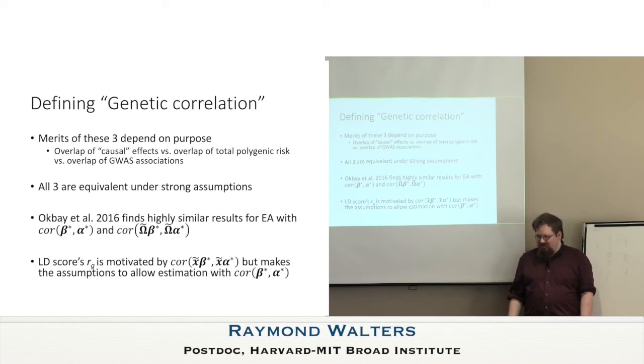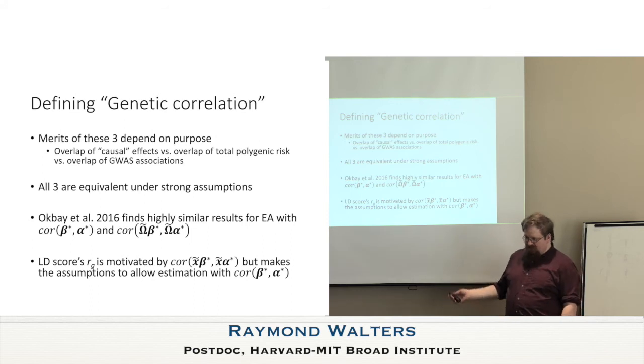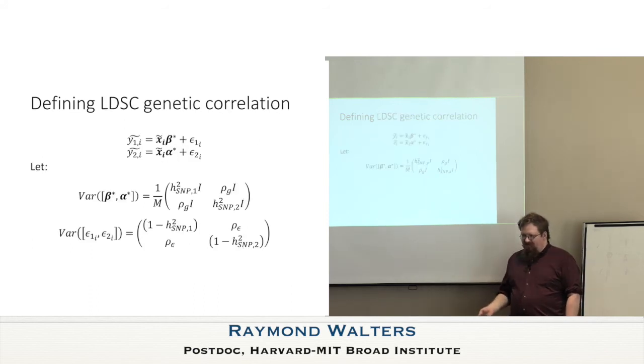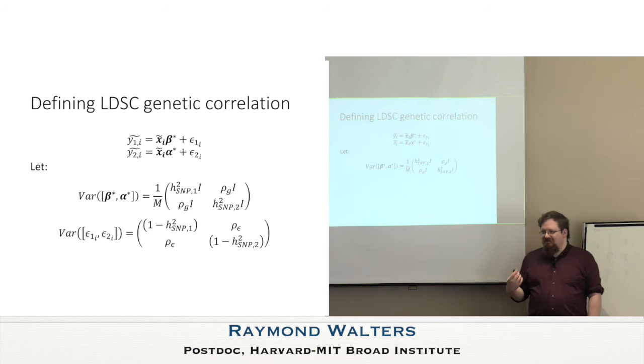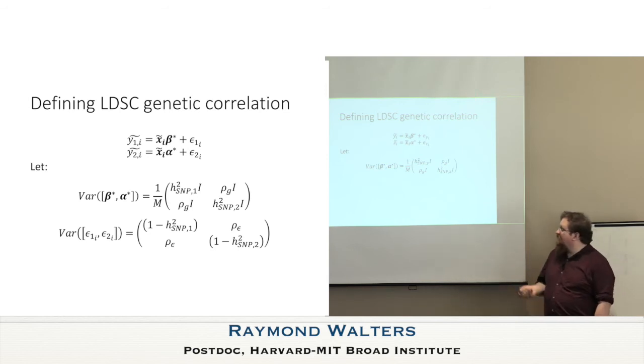And so in practice, at least as implemented by LD score, the argument for deriving the LD score version of genetic correlation proceeds off of this correlation of total genetic risk version, but ends up with an estimator that is actually estimating based on a definition of the correlation of the effect sizes. So it makes an assumption that makes those two things equivalent. And so with that forecast of what the derivation is going to assume, let's look at the sketch of that derivation.